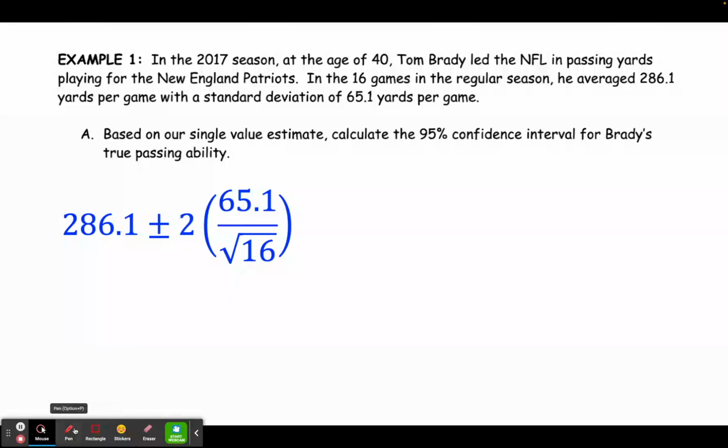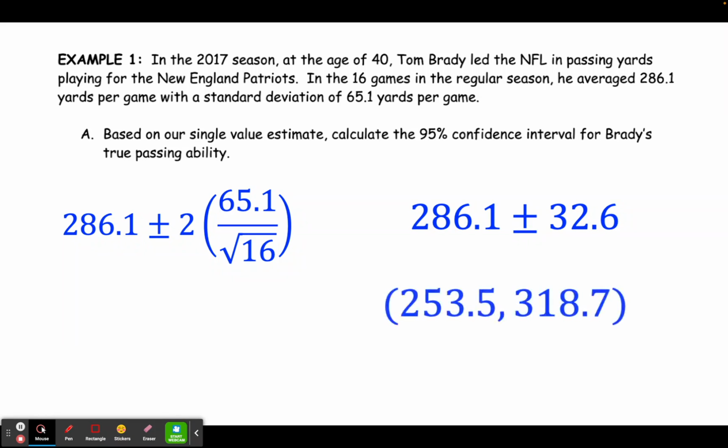Now, like we did in the last section, I would recommend that you calculate this part first, which will give you your margin of error. You can simply type in 2 times 65.1 divided by the square root of 16, and that will give you a margin of error of 32.6. And typically with means, we'll go to one or two places. Since the numbers given in the problem are going to one place, we'll also round to one place and save all your rounding for the end. So we have 286.1 plus or minus a margin of error of 32.6. Another way that we can write that interval is to say we're going from 253.5 to 318.7.